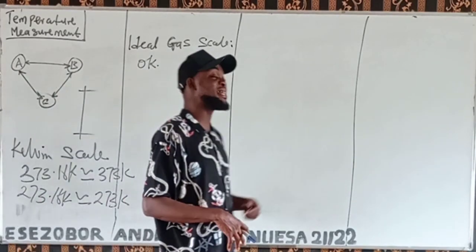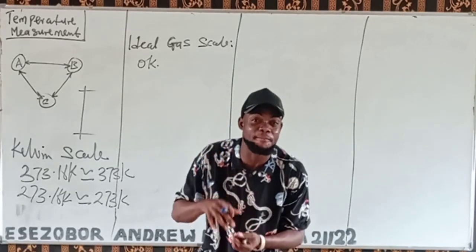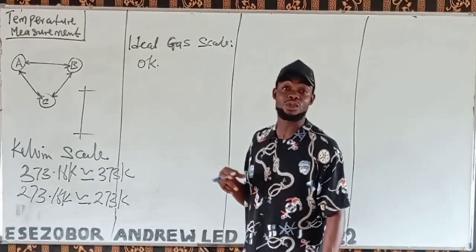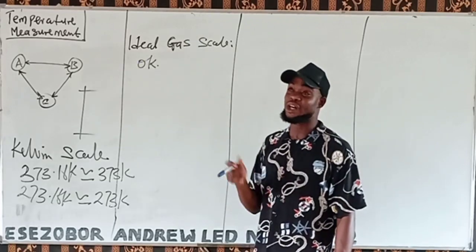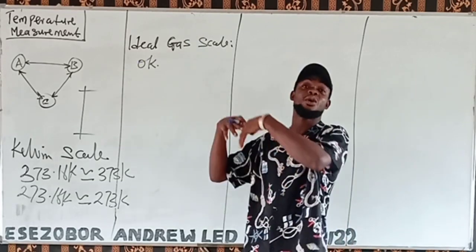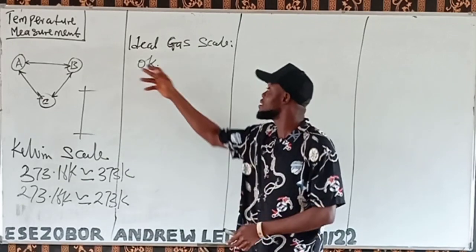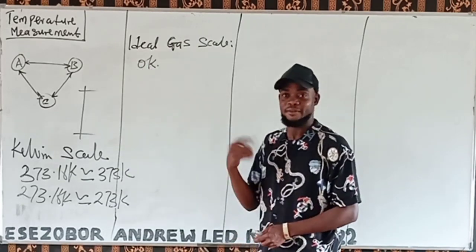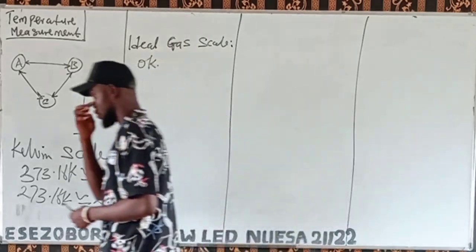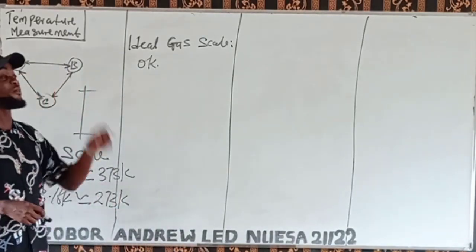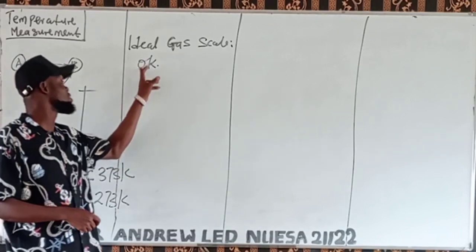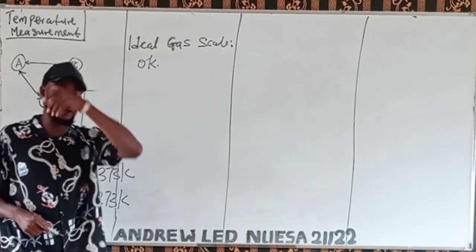Now, what is the value for absolute zero temperature? The value for absolute zero temperature is 0 Kelvin. Take note of that. Not 0 degrees Celsius, not 0 on any other scale. 0 Kelvin. That's the value for absolute zero temperature. Why it is so would be food for thought for another day. But the value is 0 Kelvin. Take note of that. It's very, very important.